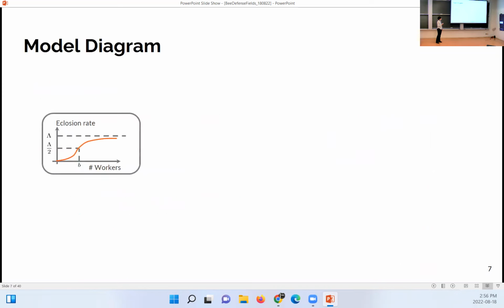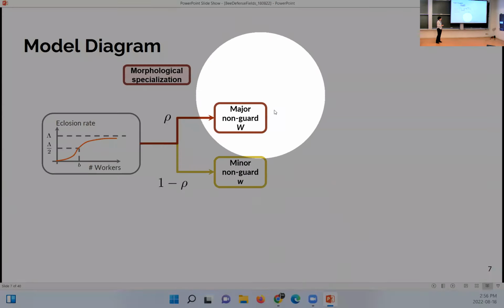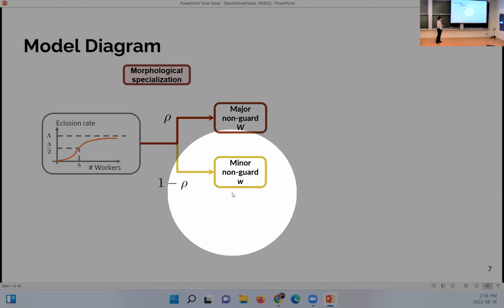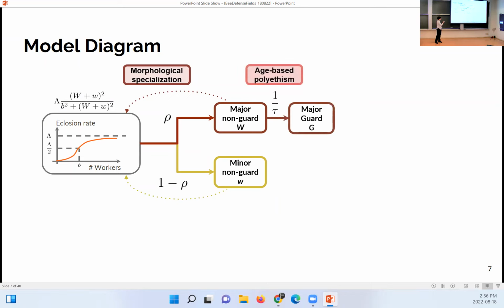So what's going to happen is the new adults will eclose. Some of them will be majors, some of them will be minors, and I'm using capital letters for the majors and lowercase for the minors. And then these are the 2 classes that are contributing to the eclosion of new adults. So only these 2 are actually taking care of brood. Then with time, the majors will mature and become guards. That will happen at a rate 1/tau. It takes some days, and that's the age polyethism. And of course they will die after some time as guards.